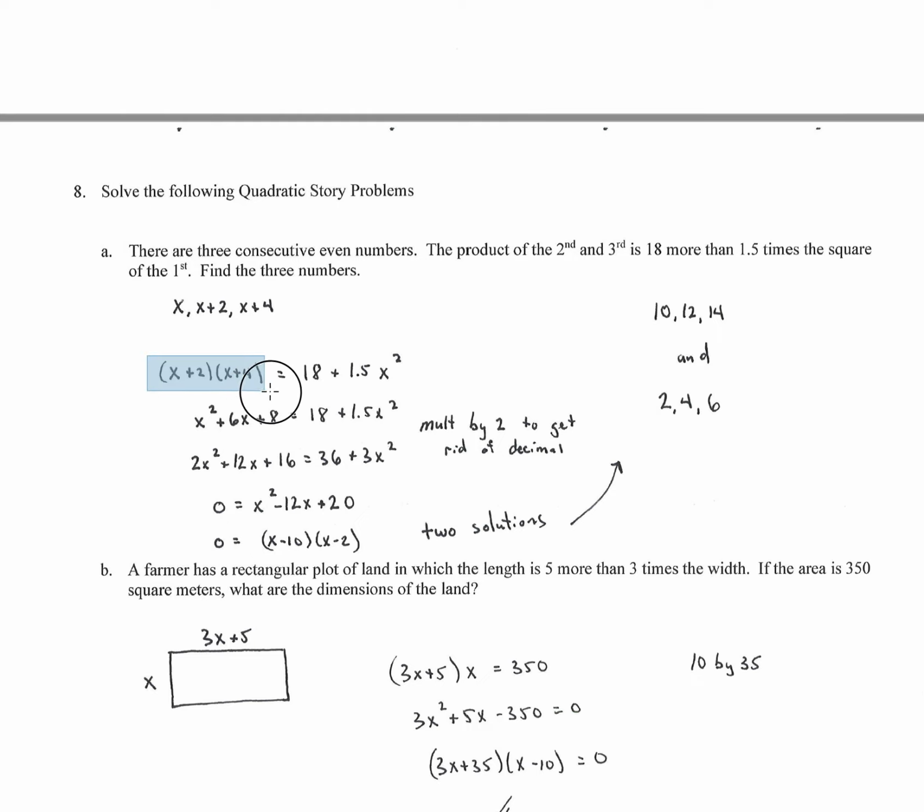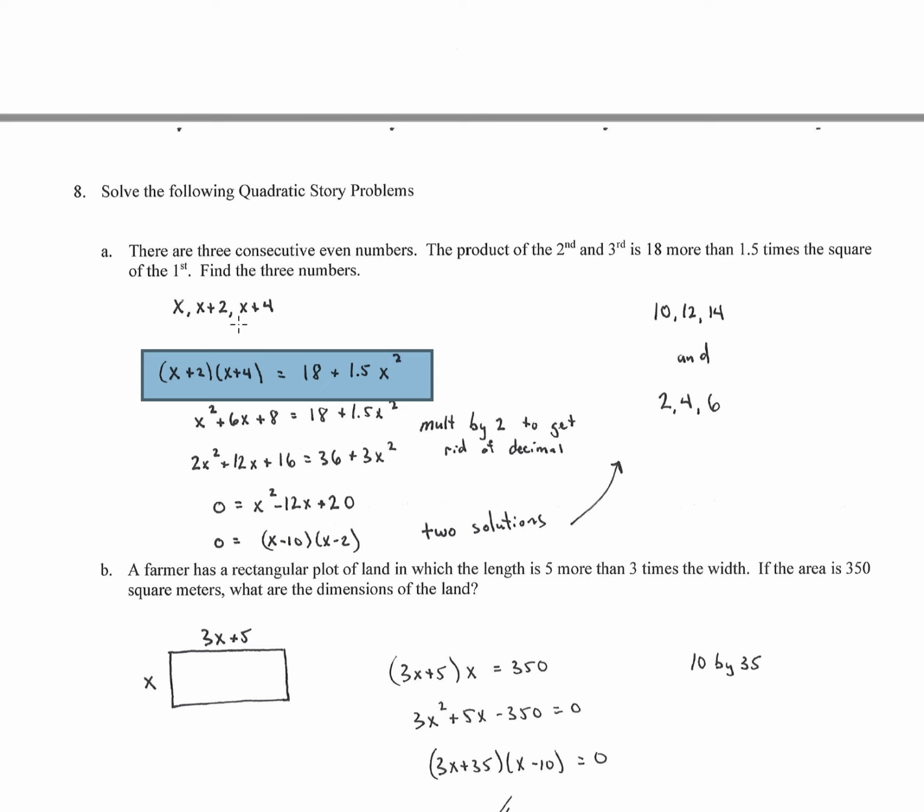Product is multiply. Then the equal sign, 18 more than 1.5 times the square of your first number. The square of your first number is x squared. Once you get here, you've successfully changed the English sentences into math.